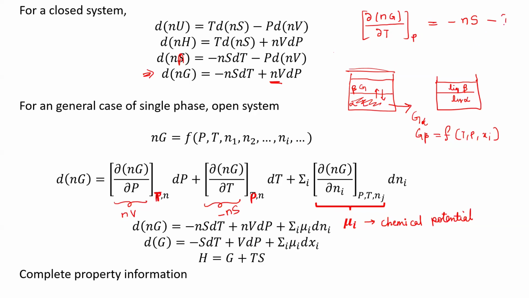This is equation 1. One more equation: dou nG by dou P at constant T and N is equal to nV, and this is equation 2. So we have got relations for S and V, and now we have a relation for G also, and H we can get from G plus TS.